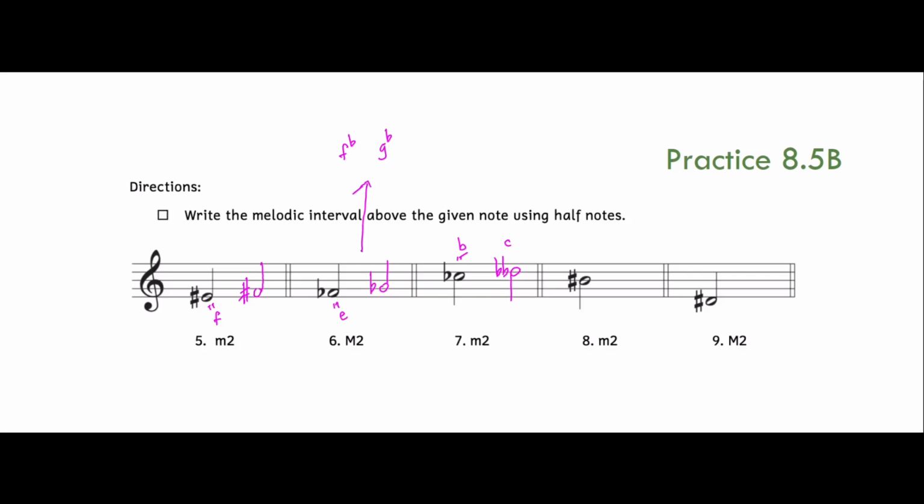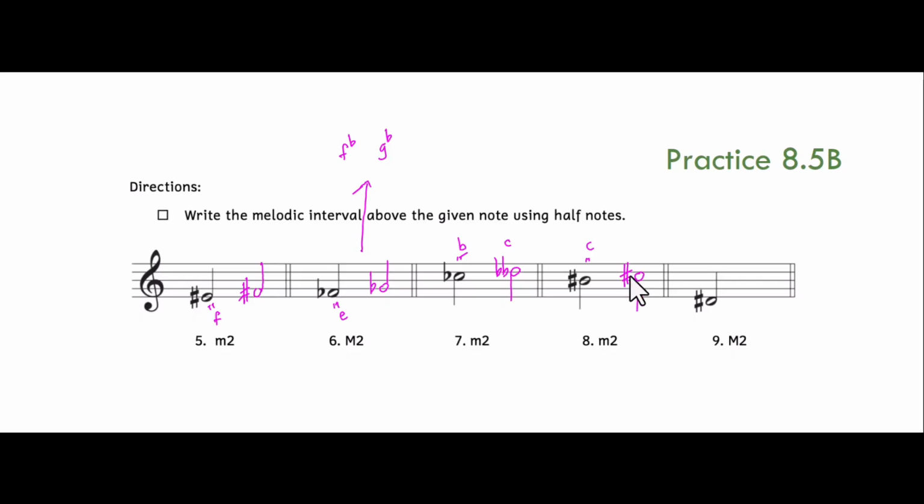All right, number 8. What is a minor second above B sharp? That's going to be C something. We're going to think of B sharp enharmonically as C. And then we're going to say, what is a half step above C? C sharp. So we can go ahead and add the sharp here.